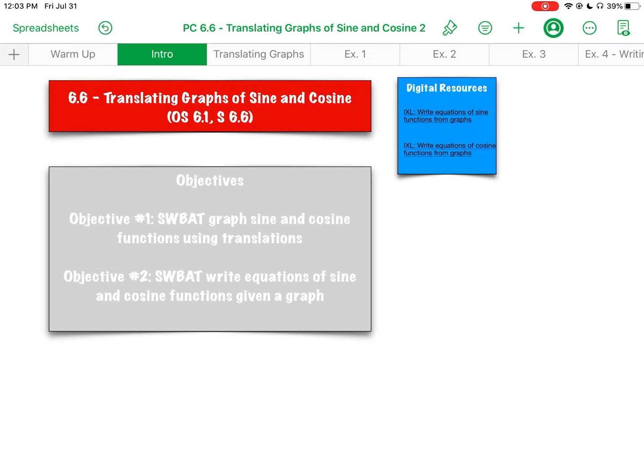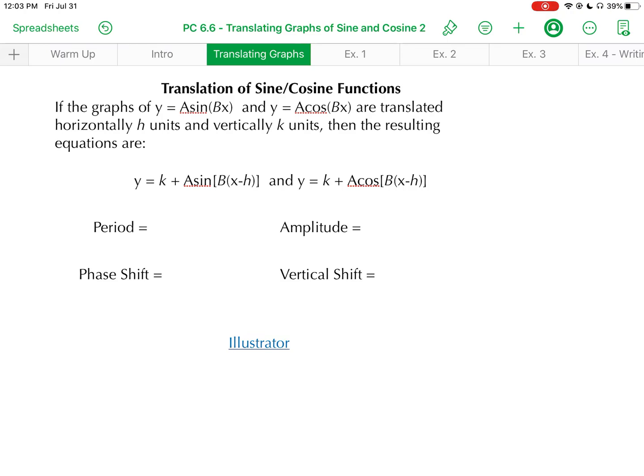Here in 6.6, we're going to continue graphing sine and cosine functions. Now we're looking at horizontally and vertically translating them. So we've already graphed functions of the form y equals a times sine or cosine of bx, right? And we saw that the b value associated with the function affected the period of the graph.